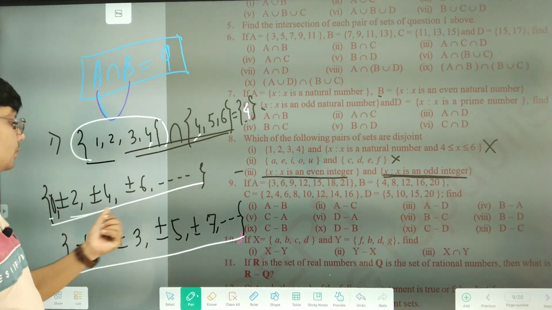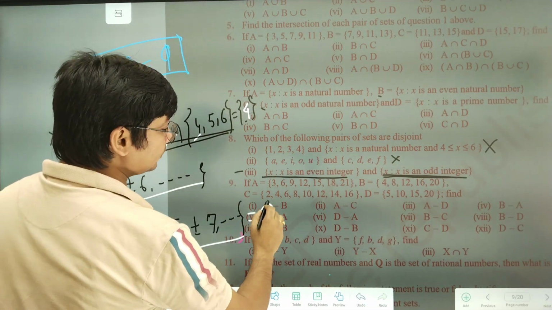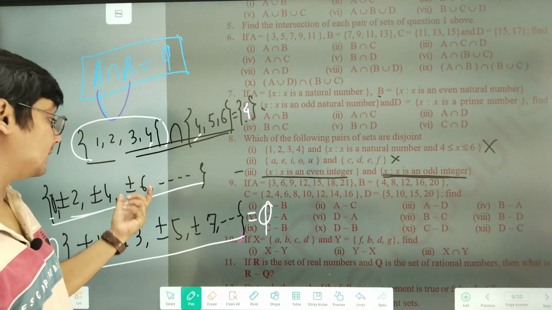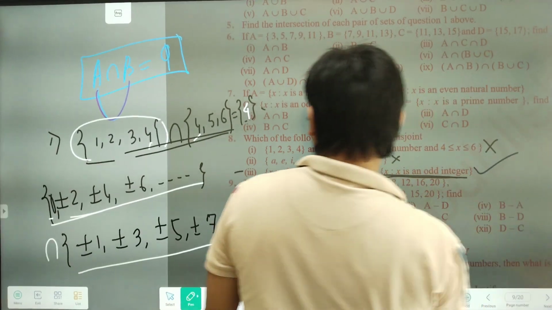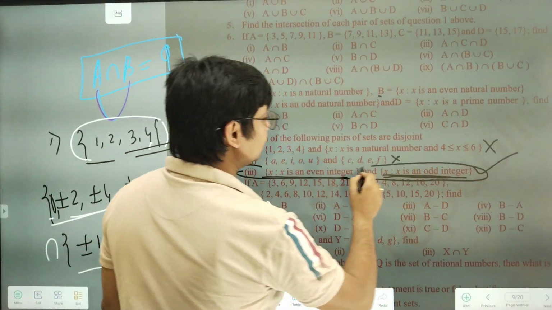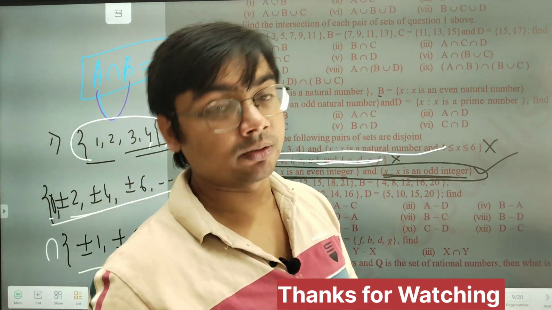No, there is no common element. That means their intersection here will be phi. Yes, and since the intersection is phi, that means there is no common element, and hence we can say these two sets are disjoint. That means these two sets will be disjoint. Yes, so hope all of you can solve this type of question. Okay, thank you.